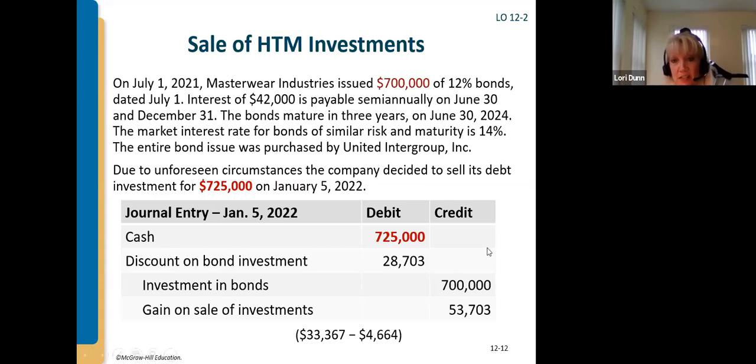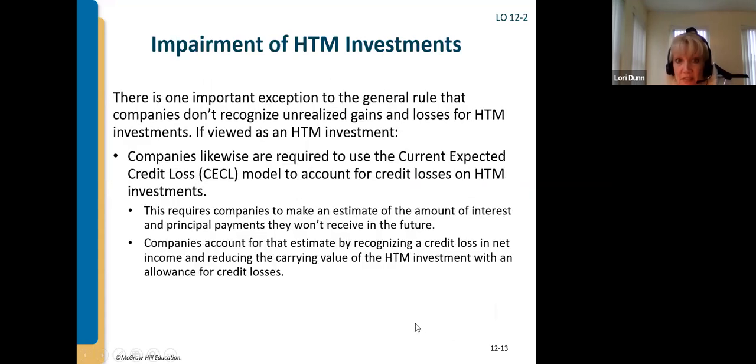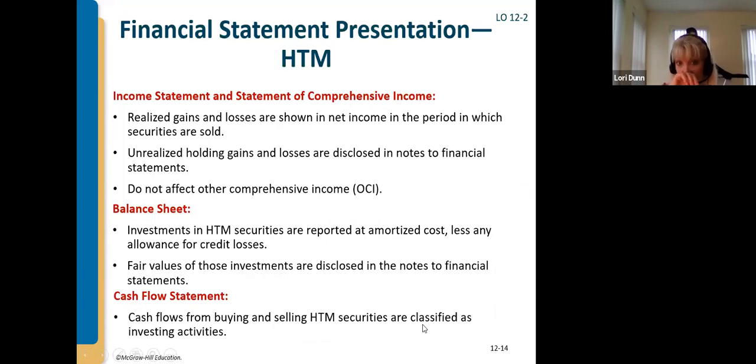So just like selling any other asset. Selling price minus carrying value gives us gain or loss on the sale. I'm not worried about impairment for this chapter. We're going to keep going. Financial statement presentation.